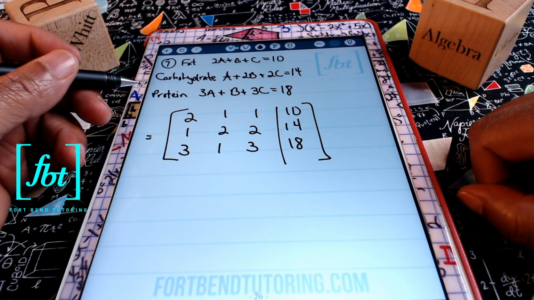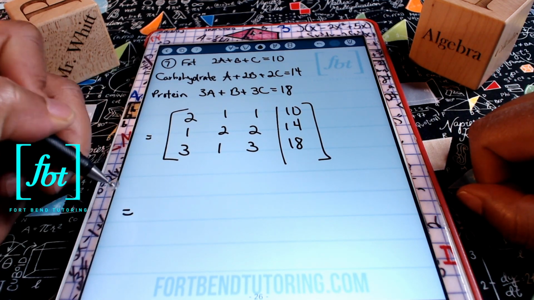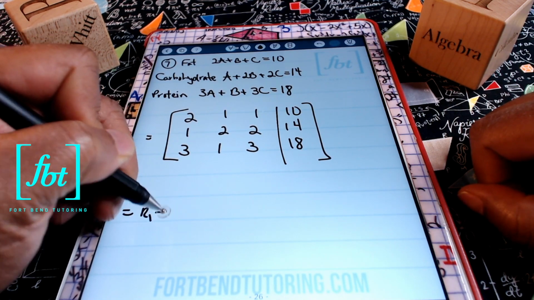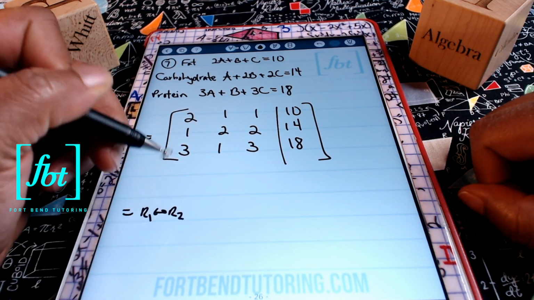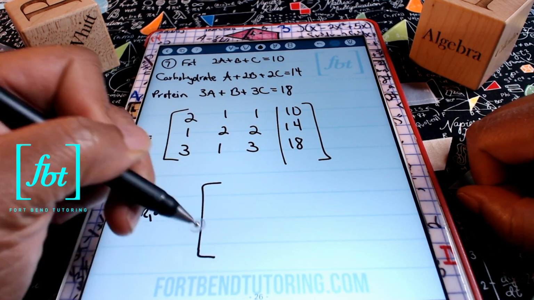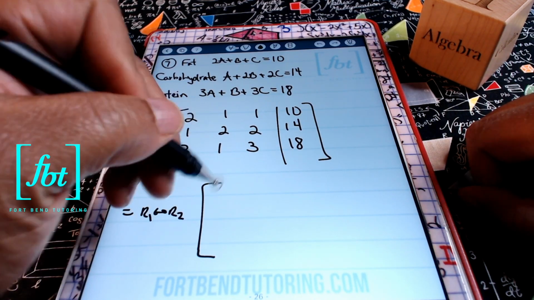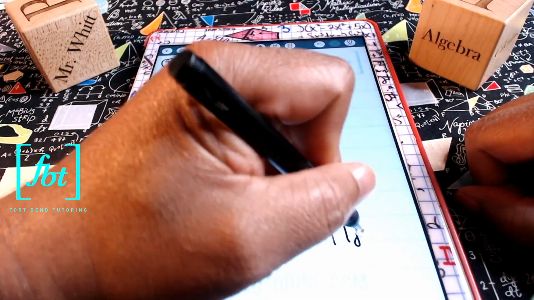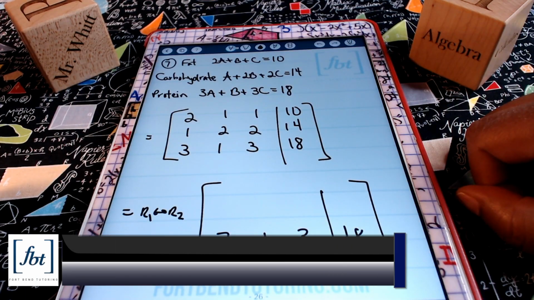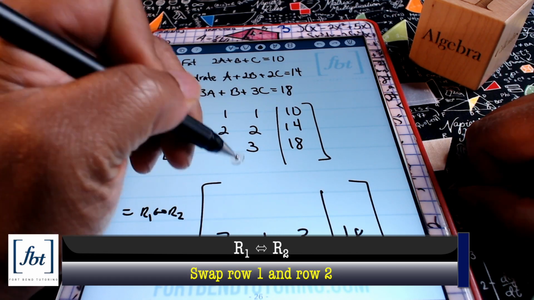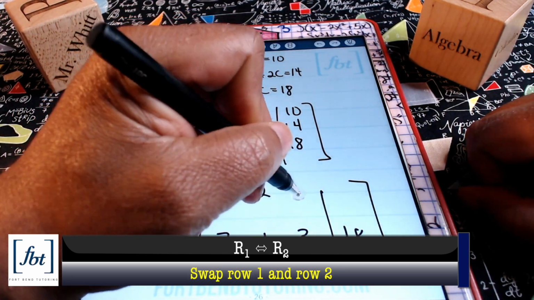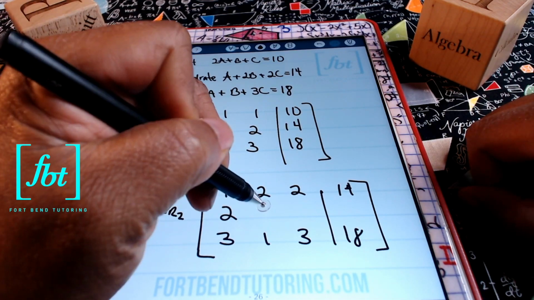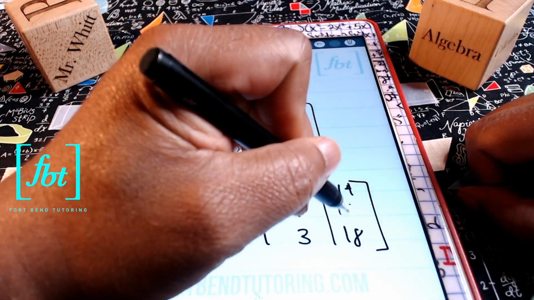So what I want to do next is first of all swap out row 2 and row 1. I'm swapping out row 1 and row 2 because I see that it has the coefficient that I want. So the only row that is unchanged is the last row, 3, 1, 3, 18. We'll have 1, 2, 2, 14, and your new second row is going to be 2, 1, 1, 10, just like that.